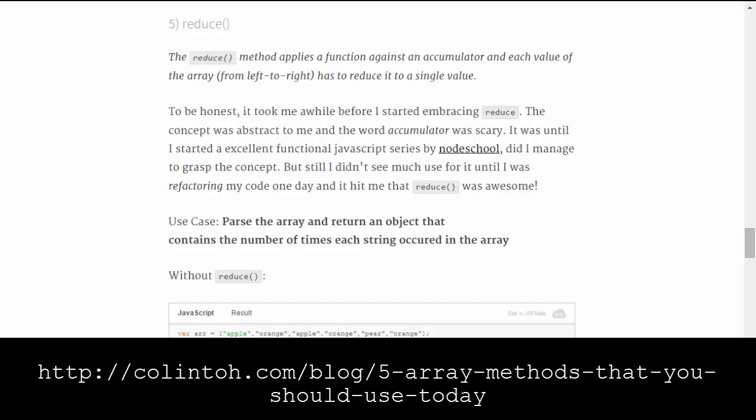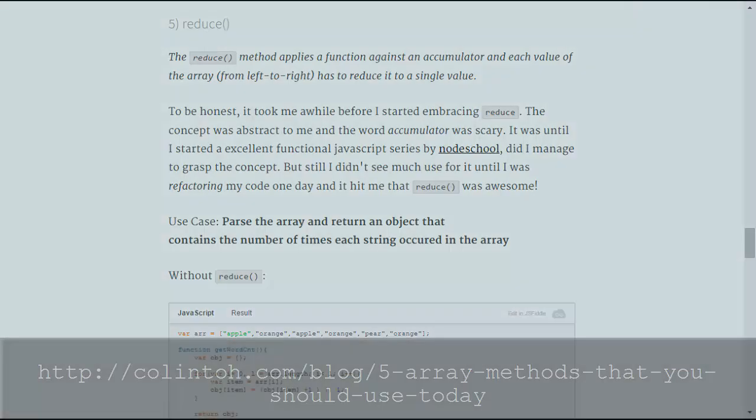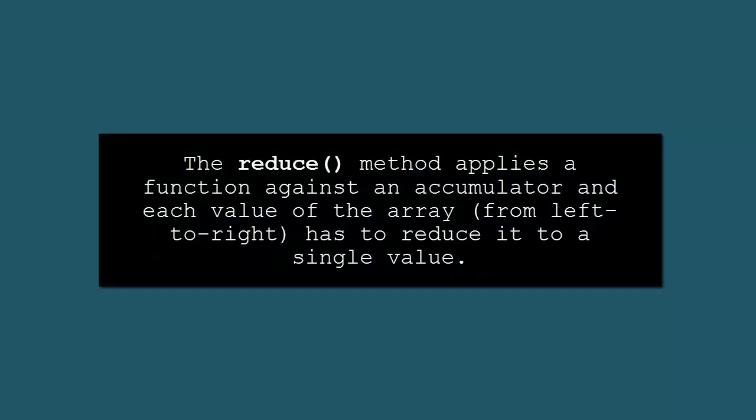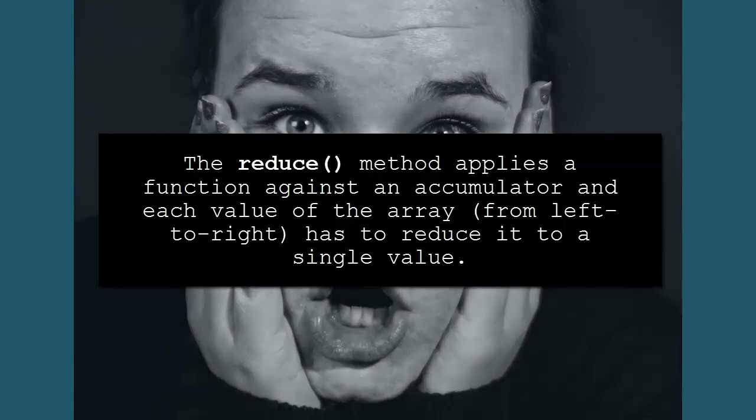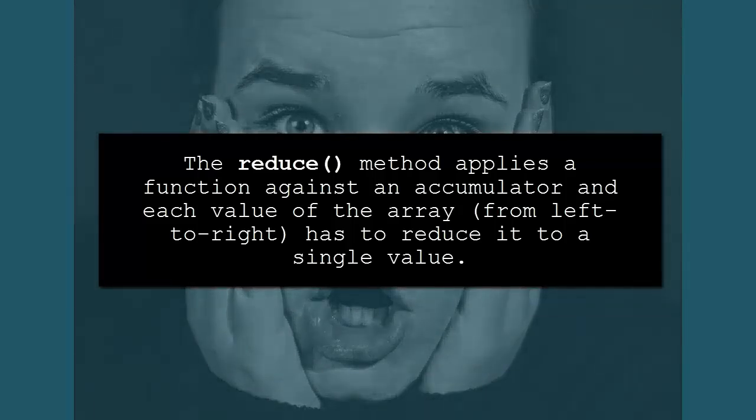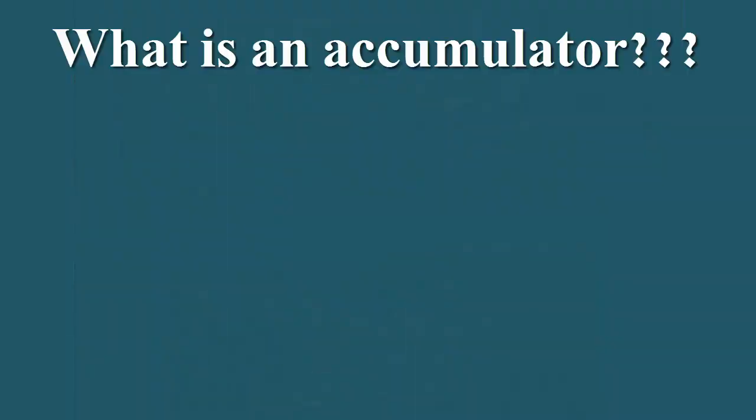So what does the reduce method do? According to the documentation, the reduce method applies a function against an accumulator and each value of the array from left to right to reduce it to a single value. Okay, so we need to know what an accumulator is.